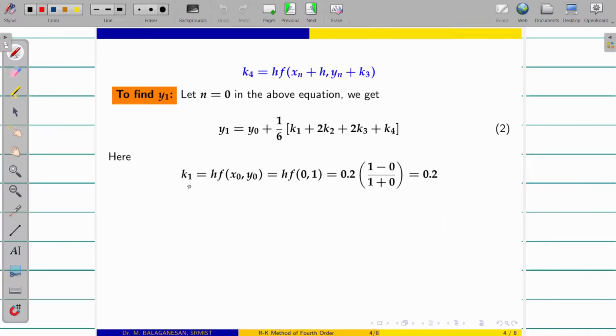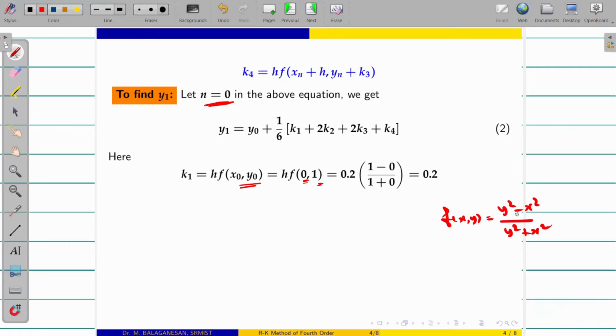Here k1. k1 is h into f of x0, y0, because we are giving n equal to 0. Then h into f of 0 comma 1. What is the x0 value? 0. Given y0 value is 1. So what is our f of x comma y? Our f of x comma y is (y square minus x square) divided by (y square plus x square).